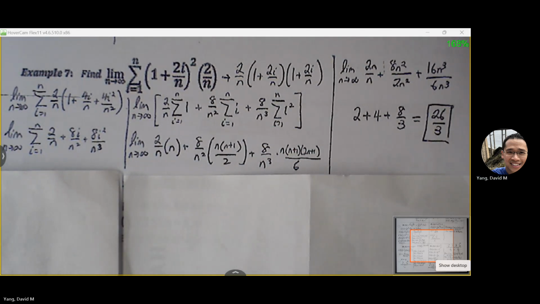So 2n over n, degrees match, highest degree is 1, so 2 over 1 is 2. My degree is n squared, so 8 over 2. My degree is n cubed, 16 over 6. Add all that together, and my sum is 26 over 3.